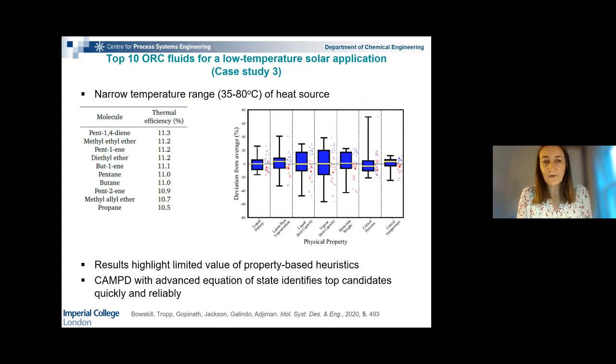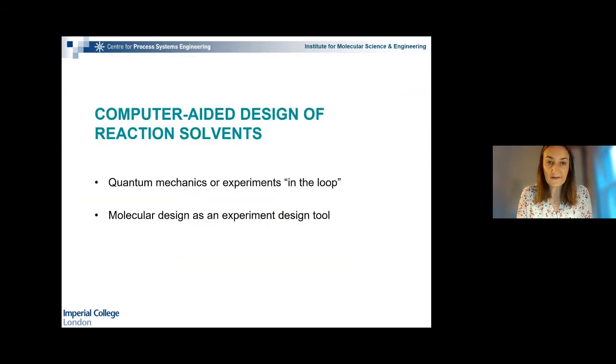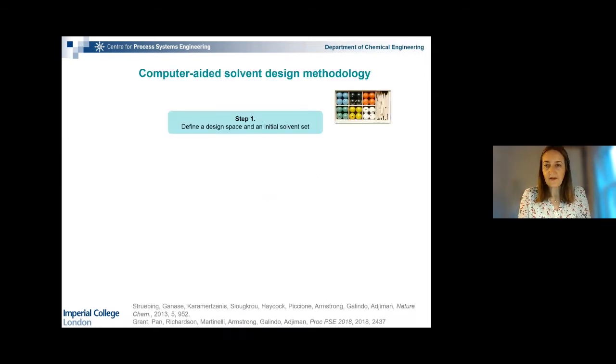And so that's very nice, and we'd like to be able to apply this to different settings. And one context we've done this, where we've had to work a bit harder for property prediction, is for the computer-aided design of reaction solvents, trying to maximize their rate of reaction and trying to maximize the selectivity of reactions. And we've done two things here to look at the impact of solvent on kinetics. We've used either quantum mechanical calculations or experiments in our design loop. And so the methodology that we use here is very similar to what I've described, but we need to embed our property prediction development in the loop.